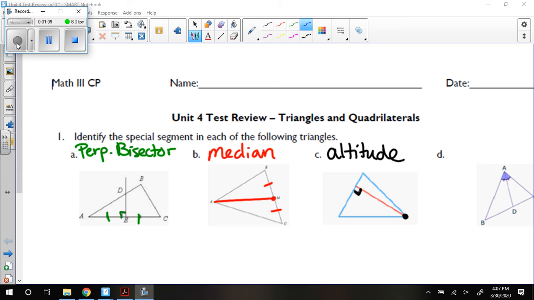And last but not least, in part D here, we've got two angles up top here in A that are marked congruent. So that means AD is an angle bisector.